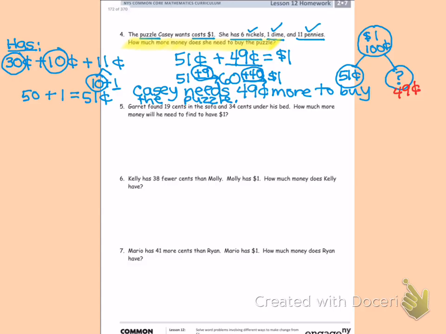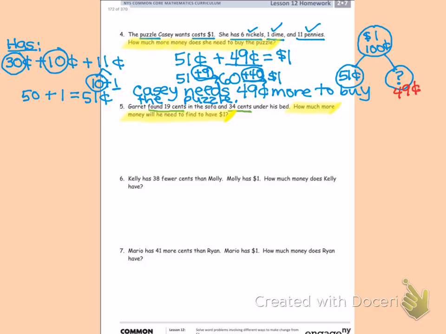Now let's look at item 5. It says Garrett found 19 cents in the sofa and 34 cents under his bed. How much more money will he need to find to have $1? I'll underline the important details. He found 19 cents in the sofa and 34 cents under his bed. The question is, how much more money will he need to find to have $1?